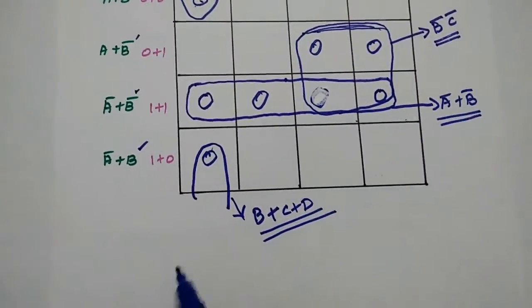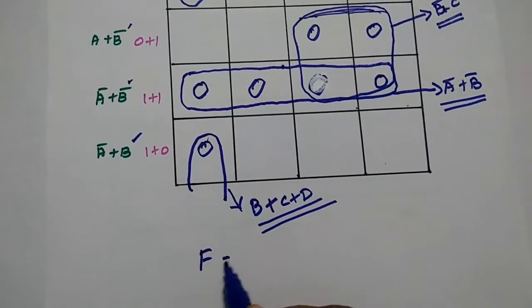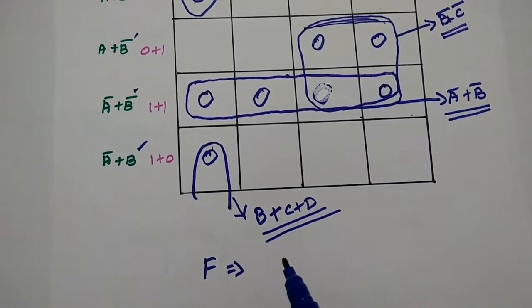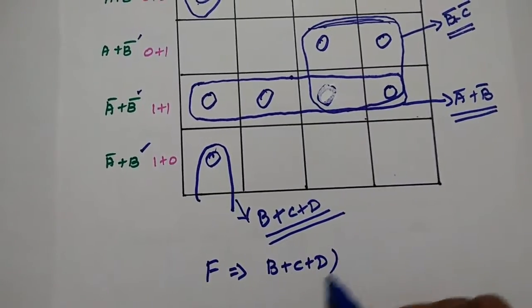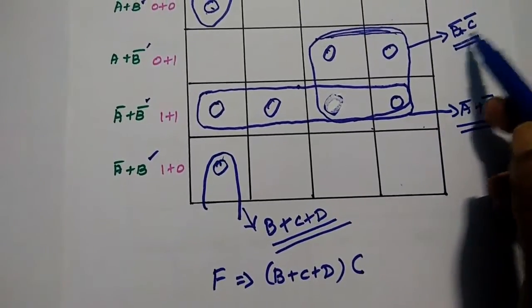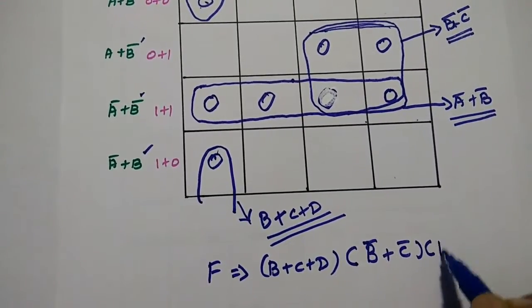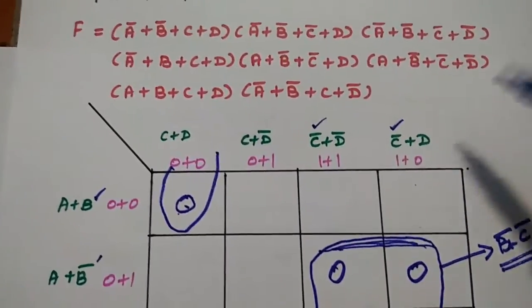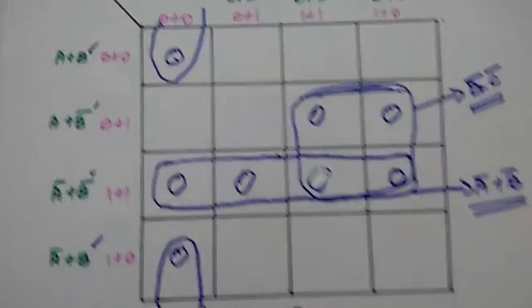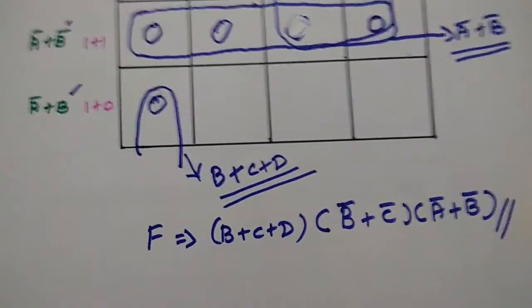So we can combine all of this together. Here it is a product. So finally we can write the simplified version of the given Boolean expression is equal to B plus C plus D, multiplied with B bar plus C bar, multiplied with A bar plus B bar. So this is the simplified answer. Actually the given expression is too lengthy, right? So it is simplified like this, with only 3 max terms.